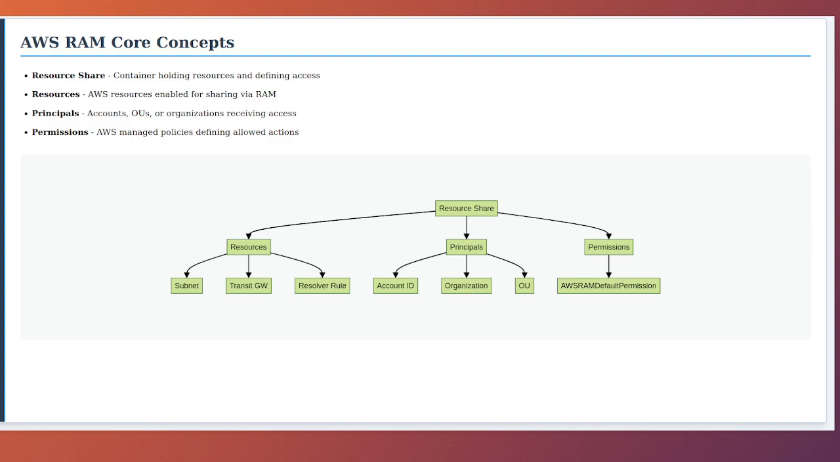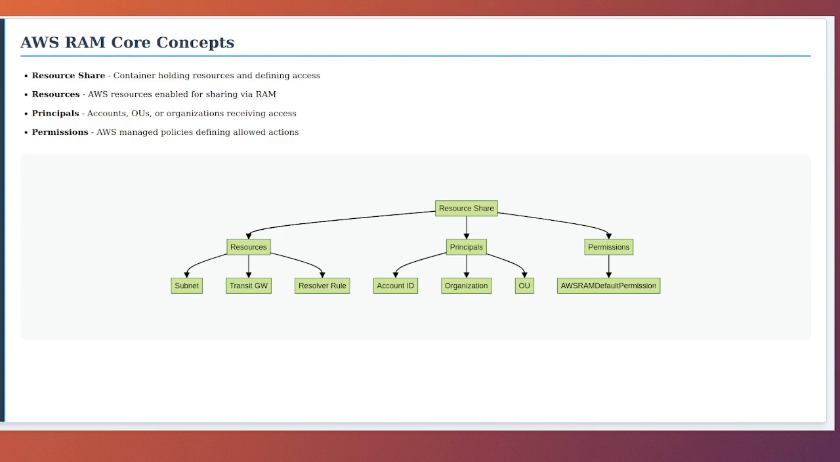AWS RAM Core Concepts. To effectively use AWS RAM, you need to understand several key concepts that form the foundation of the service. Let me walk you through each of these concepts in detail. First is the resource share. A resource share is a container that holds the resources you want to share and specifies who can access them. Think of it as a sharing policy that defines what resources are being shared and with whom. Each resource share has a unique Amazon resource name, or ARN, and can contain multiple resources and multiple principals.